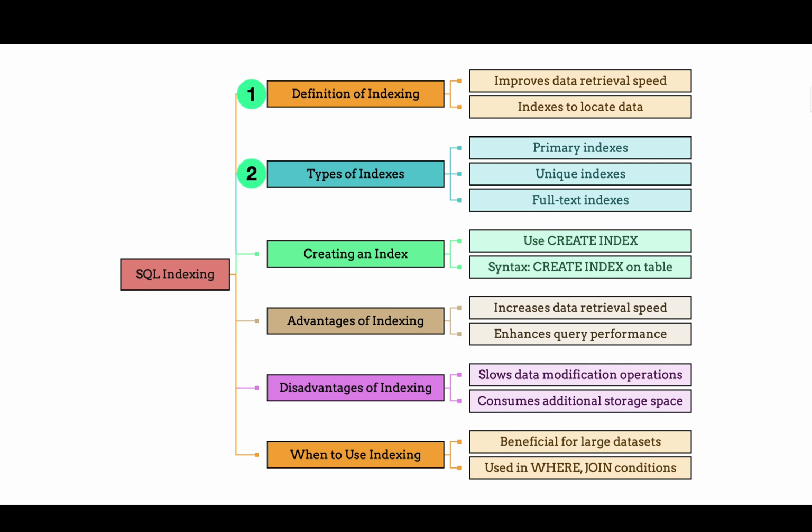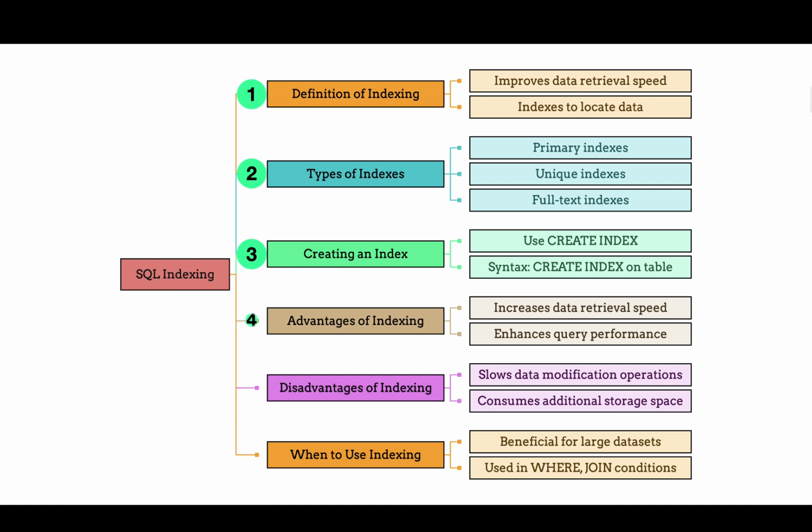2. Types of indexes. Common types include primary indexes, unique indexes, and full text indexes. Primary indexes are automatically created for primary key columns, ensuring uniqueness. Unique indexes prevent duplicate values in a column. Full text indexes are used for efficient searching of text within columns. 3. Creating an index. Use the CREATE INDEX statement to create an index on a table. Syntax: CREATE INDEX index_name ON table_name (column1, column2).